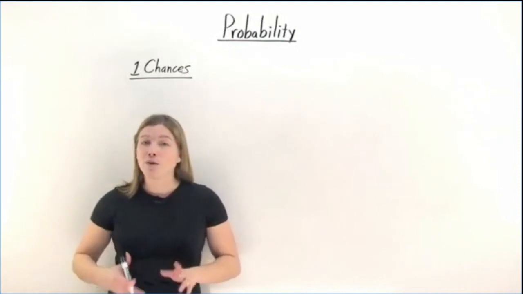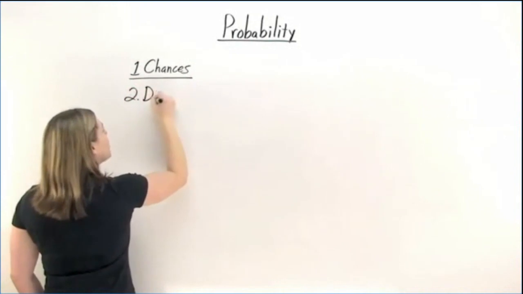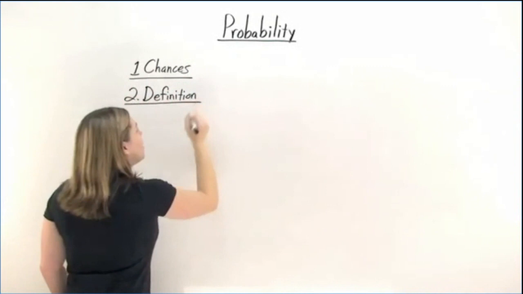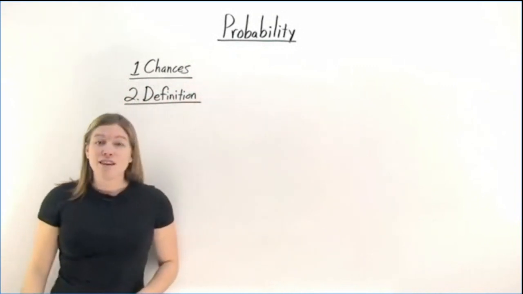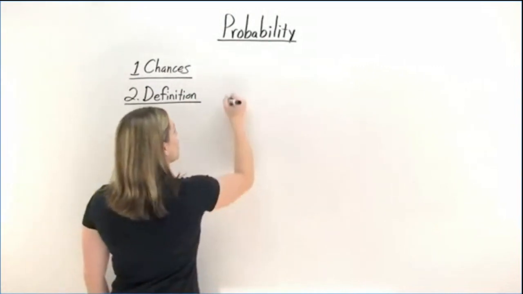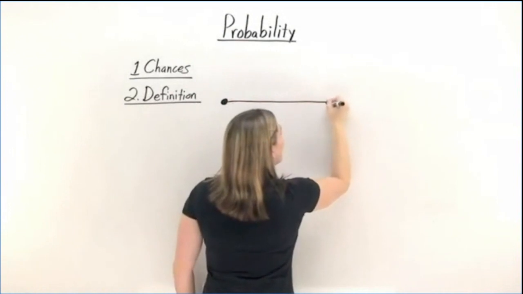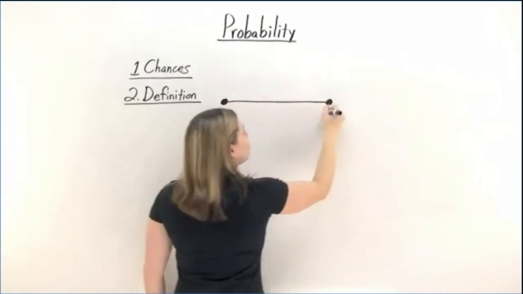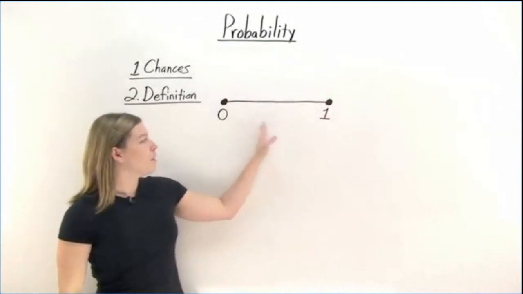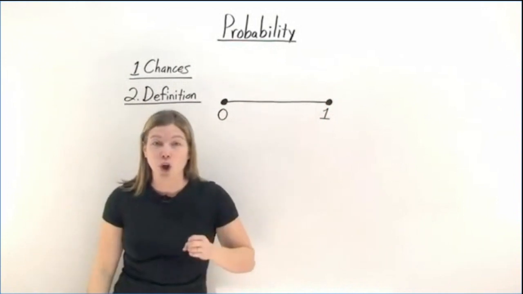In math, when we talk about the chance of an event occurring, what we're really talking about is probability. So let's take a look at the definition of probability. The probability of an event is a number from 0 to 1 that describes the likelihood that that event will occur. So to help us understand probability better, let's take a look at this number line that ranges from 0 to 1. So probability is actually a number from 0 to 1 that describes the likelihood or the chance that a specific event will occur.